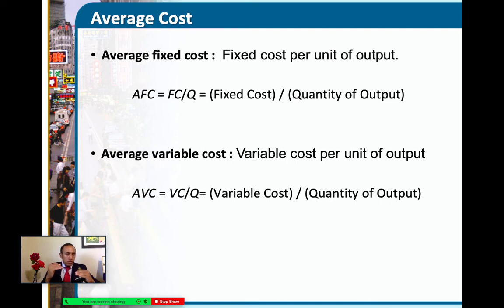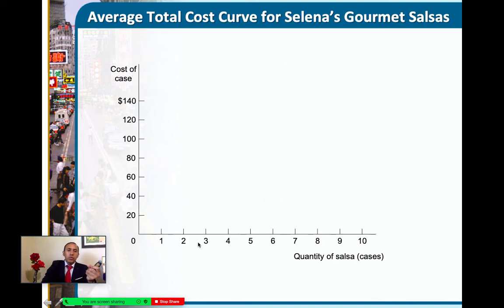I know there are some technicalities here because of the notations and formulas. Let's take a look at the average cost curve that includes the average fixed cost and the average variable cost in the graphical illustration. So we continue with our example of case production of salsa and the quantity of salsa produced. We produce up to 10 cases.